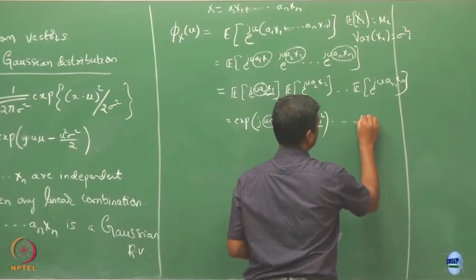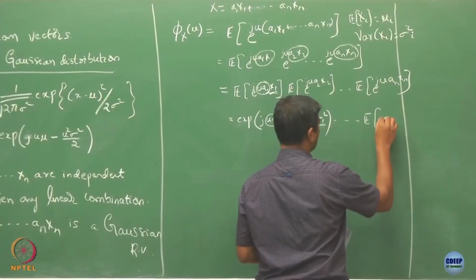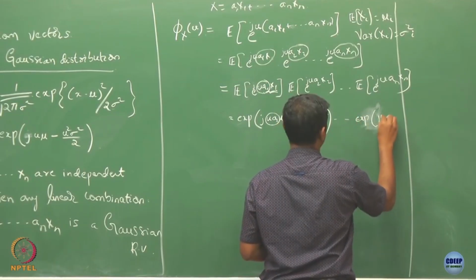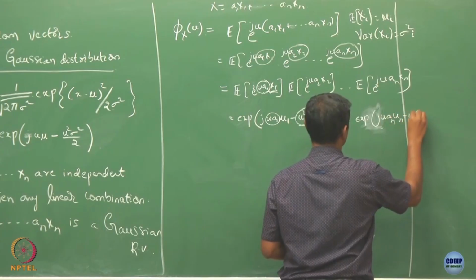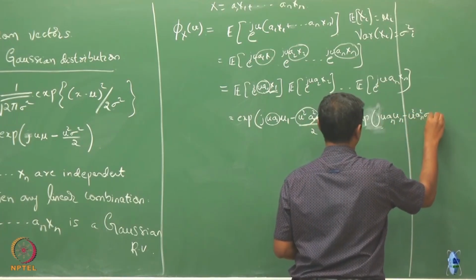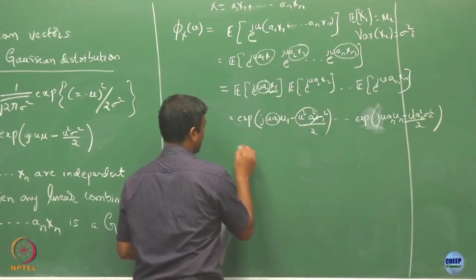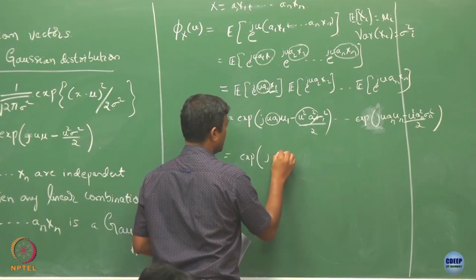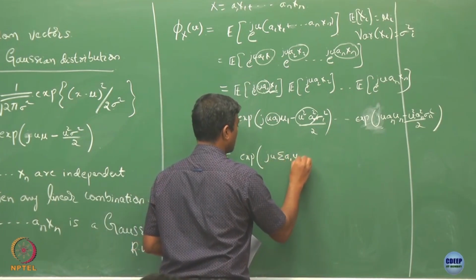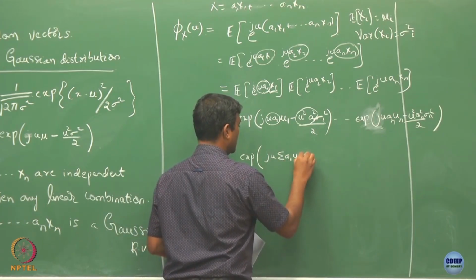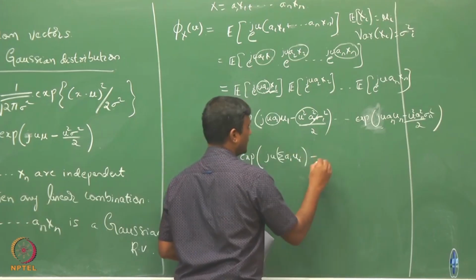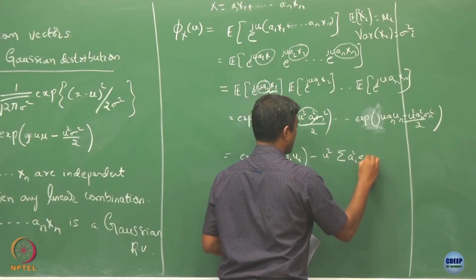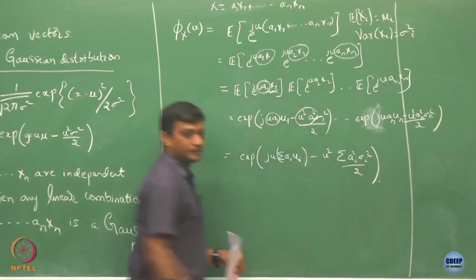Now what is the value going to be? If I further simplify this, it is going to look like j u summation ai mu i minus u square summation ai square sigma i square divided by 2, right?